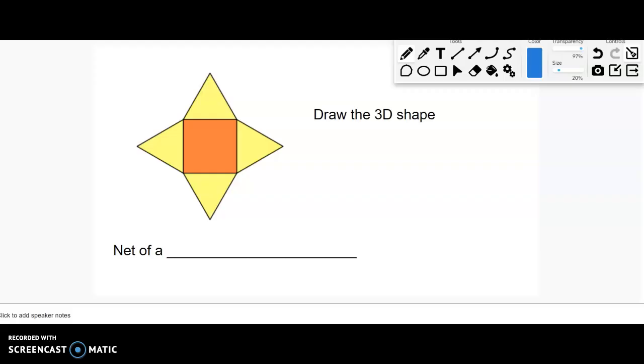So you are going to do some drawing on these notes. Just do your best, okay? So think, what is this the net of? Well, I have a square. The fact that I just have one square is a clue that that's going to be the base. And then I have the triangles that would fold up to make a square pyramid.